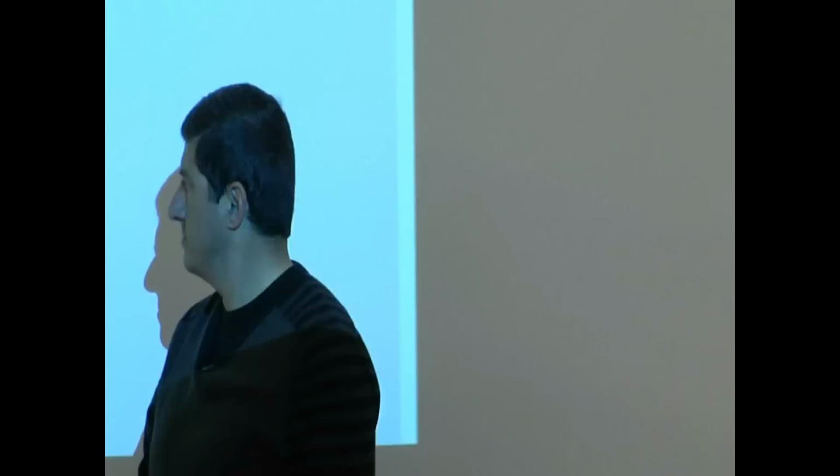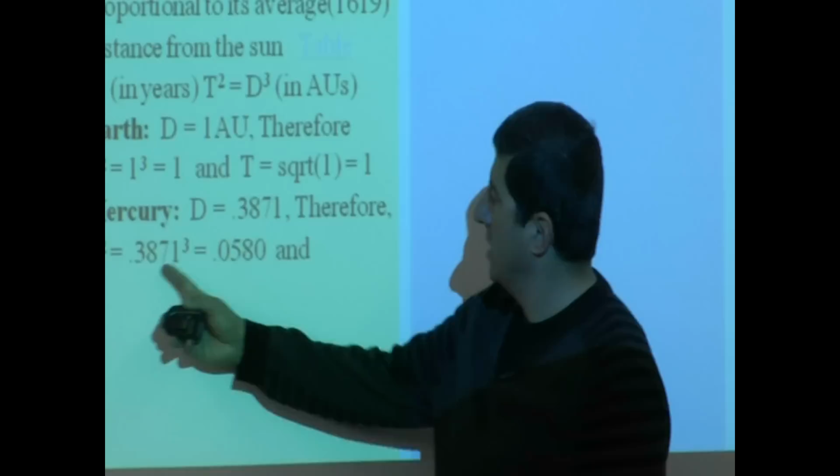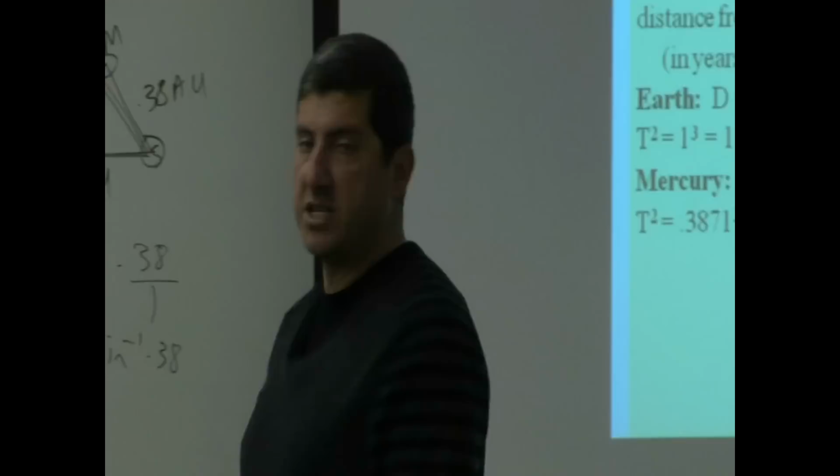So what you're going to do is t squared. You're going to take the 0.3871, then you're going to cube it. So you take your calculator. You can practice it now. You raise 0.3871 to the power 3. Another way to say this is you multiply it by itself 3 times, okay?